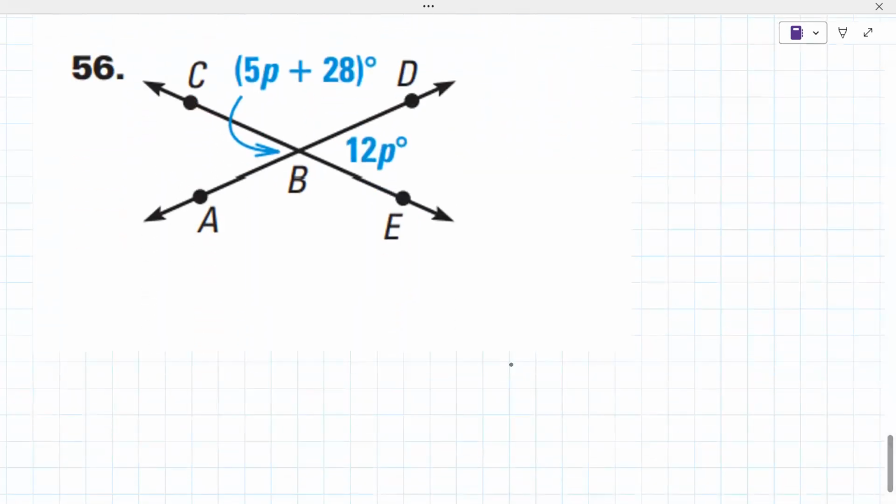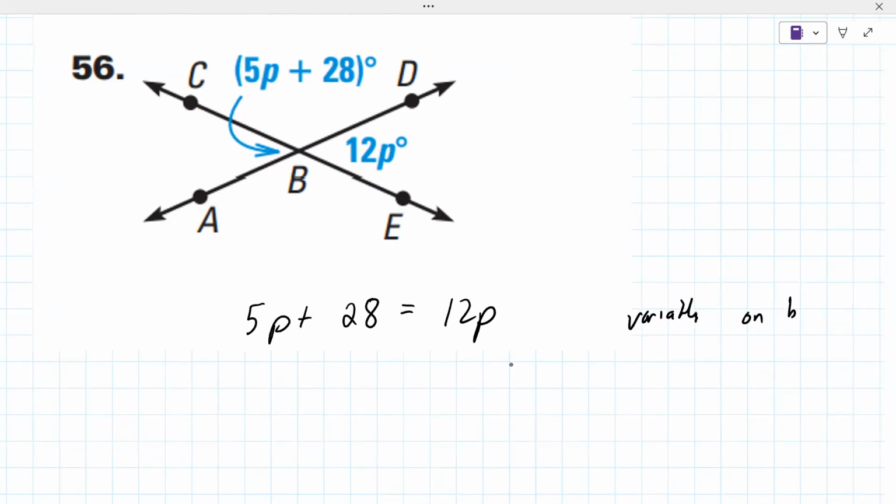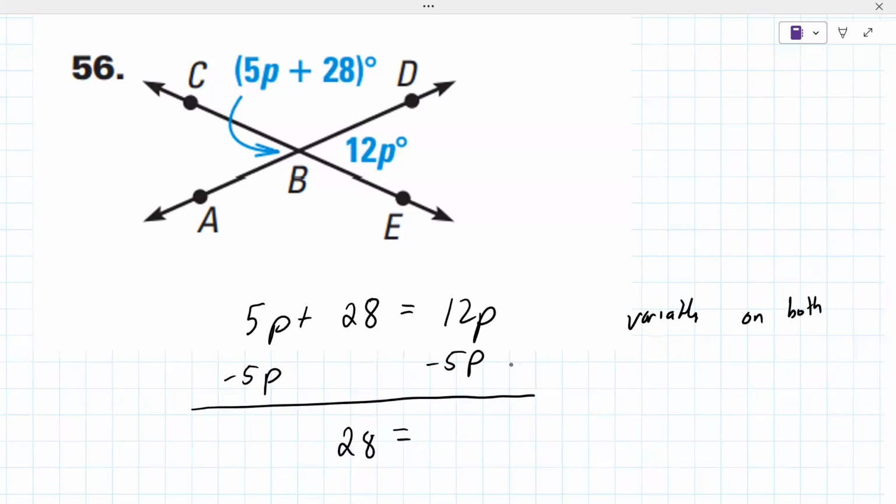Even if you don't believe it, you still have to force yourself to say it. So you set the two equations equal, and this time you've got variables on both sides. This is when you have to move from the smaller to the larger. So would I start off subtracting 5P? It's important that you recognize it's the whole thing, even if you only say the number. All right, so this is 28 equals 7P.